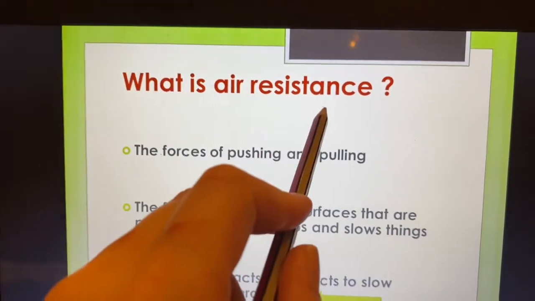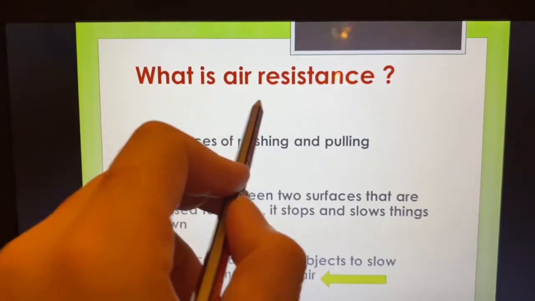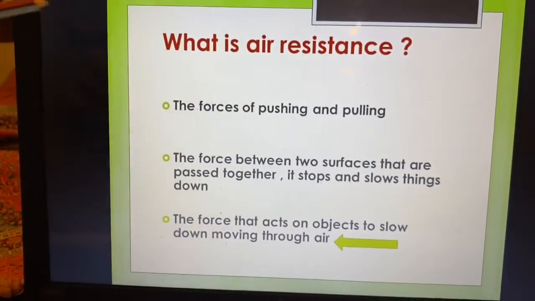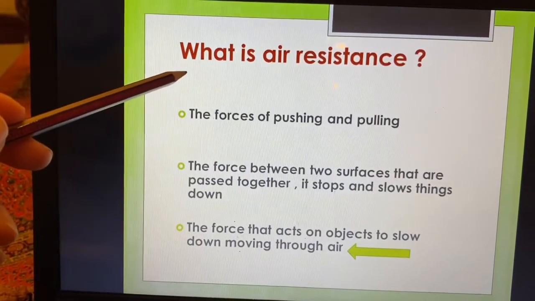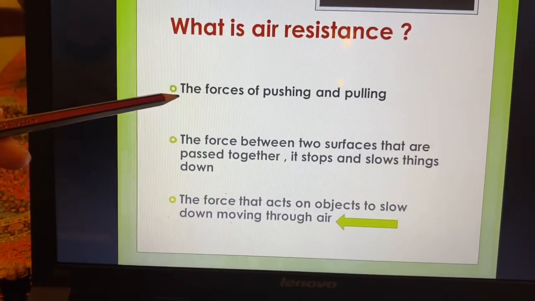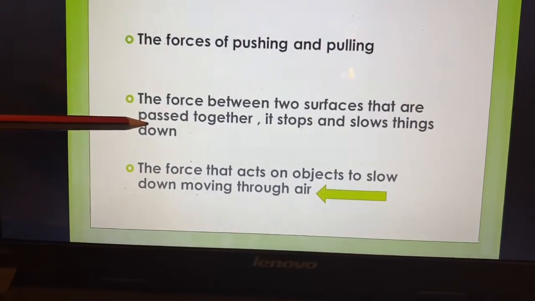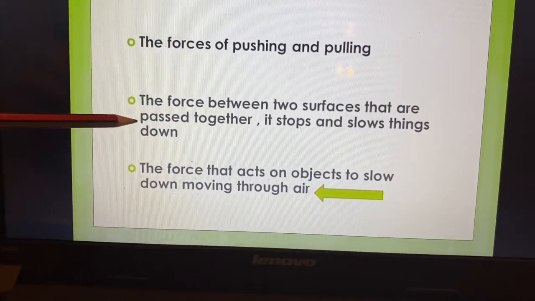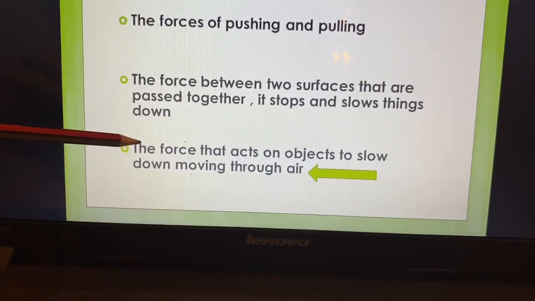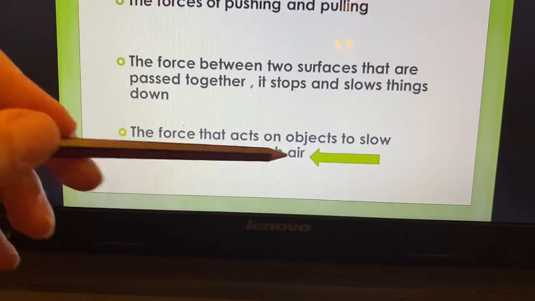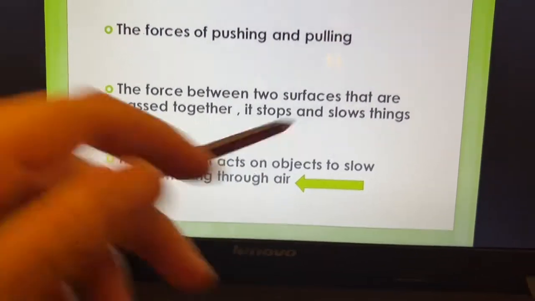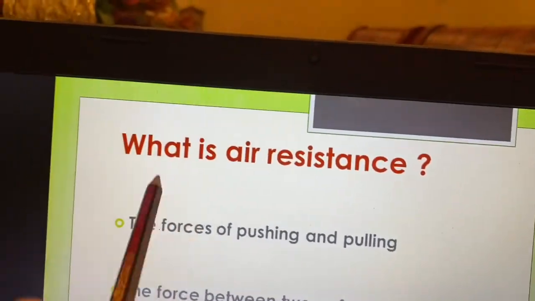يعني resistance مقاومة. Okay, and the air بيقاوم الحركة. It pushes you in the other direction. So what is air resistance? Is it the force of pushing and pulling? ولا the force between two surfaces that are pressed together? It stops and slows things, هذه للfriction. ولا the force that acts on objects to slow them down through air? Any object that moves through air and is slowed down, بنسميها air resistance.